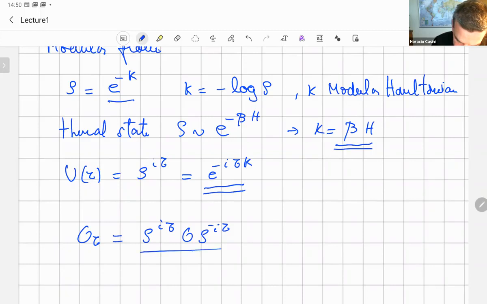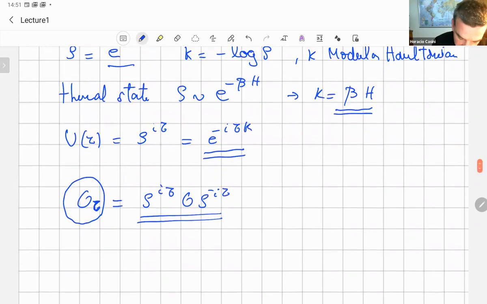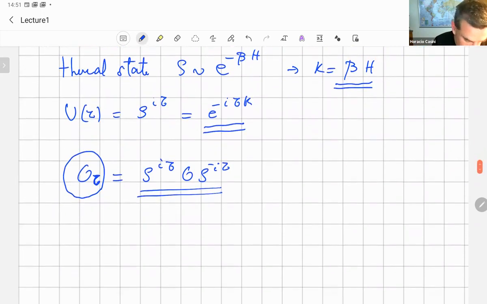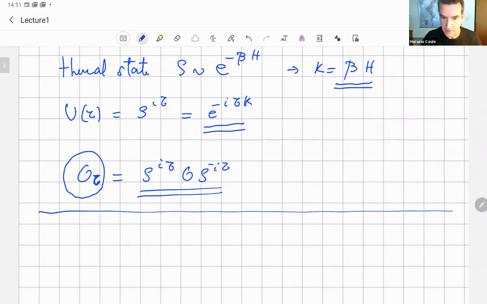So this is for the case where I have a density matrix, but in general, there is a unitary transformation O tau, in general, in the continuum limit too. Some question?